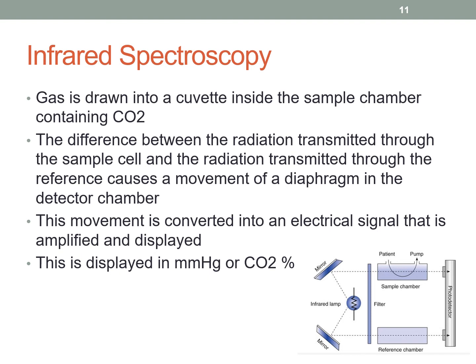It's really a schematic diagram of the infrared capnography, or the capnograph, basically, and kind of how it works. The difference between the radiation transmitted through the sample cell and the radiation transmitted through the references causes some type of movement of the diaphragm in the detector chamber, which is then converted to an electrical signal, which is then converted into a number, displayed in either millimeters of mercury or CO2%. That picture is actually in your textbook.